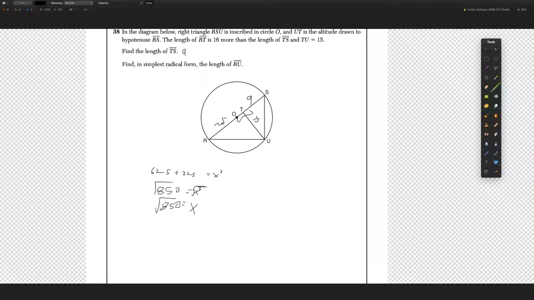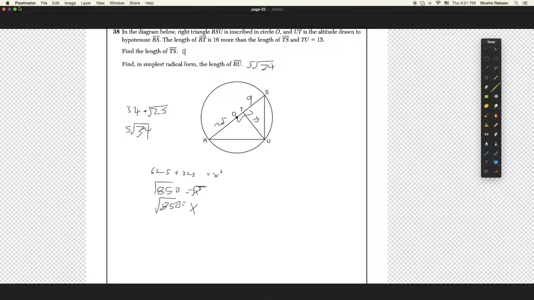Now, but it says simplify it, right? Simplest radical form. So 850 splits up into 34 and 25. 25 is a perfect square, so we'll put 5 on the outside and 34 on the inside. 34 cannot be broken up, so we're left with 5 root 34. Okay, that is the answer to this problem.